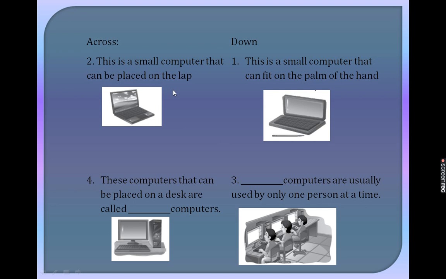Now, across. Across means left to right. So, this is a small computer that can be placed on the lap. Yes, laptop. So these computers that can be placed on a desk are called desktop computers. So number 1 is palm top, number 3 personal computers, number 2 laptop, number 4 desktop.